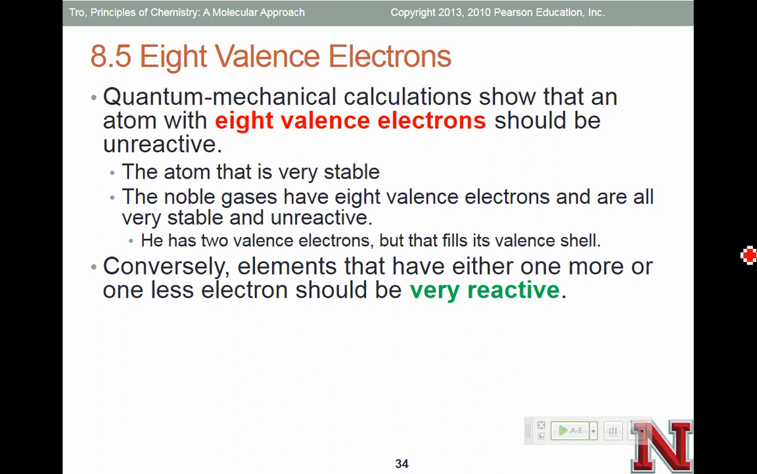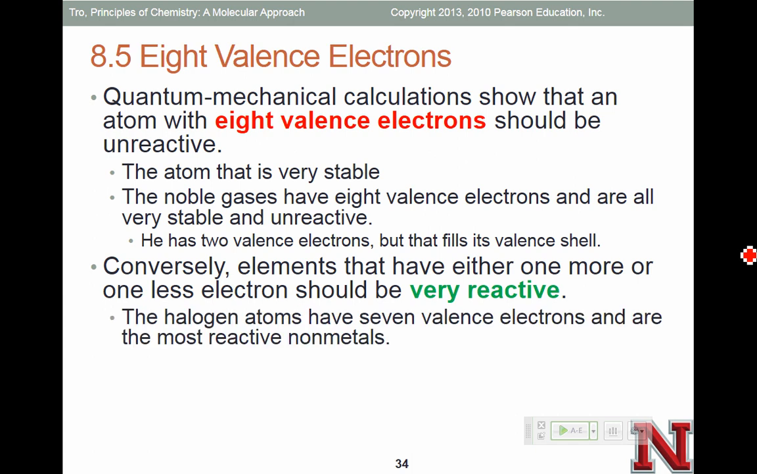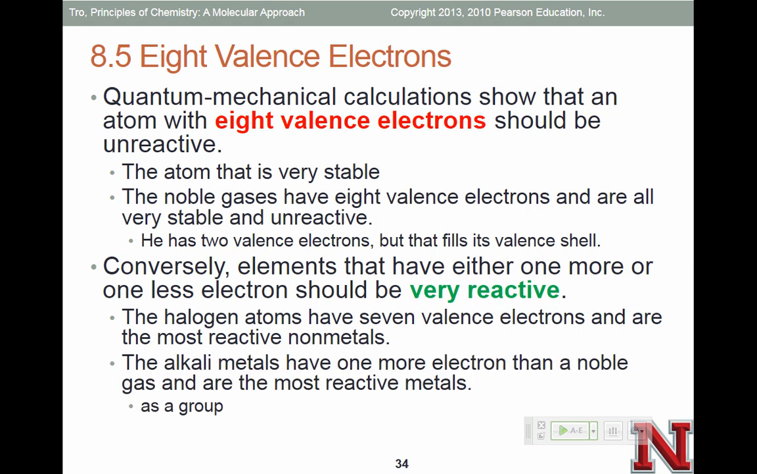Conversely, elements that have 1 more or 1 less electron than 8 are very reactive. And we see that. Lithium doesn't have 8 electrons, and it's really reactive. And if we look at fluorine, fluorine only has 7 electrons in its valence. It wants to have 8, so it's super reactive. So what we see is group 1 and group 7 are pretty reactive. And then as we go to group 2, it's not as reactive, though they still have a lot of reactivity, and so on. Halogen atoms have 7 valence electrons and are the most reactive nonmetals.